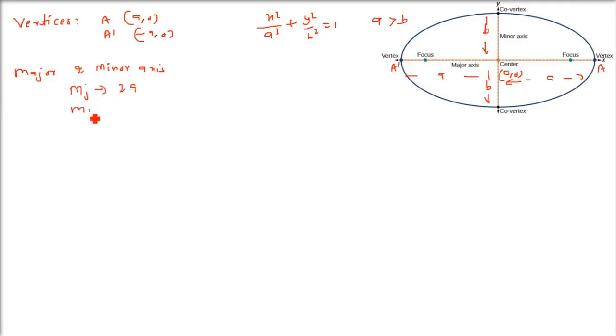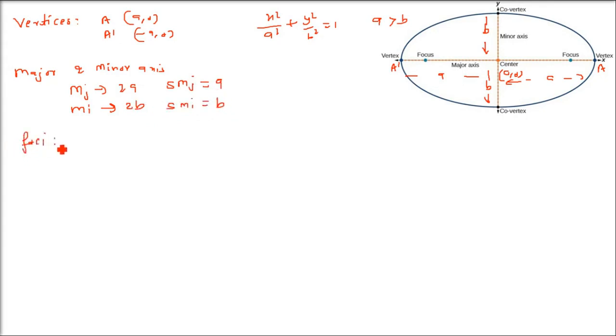And what about the minor axis? It's b and b, 2b. 2b is the length of the minor axis. So two more things will come: semi-major axis and semi-minor axis. Just divide by 2, that is half of the axis. So semi-major will be 2a by 2, that is a. Semi-minor will be 2b by 2, that is b.